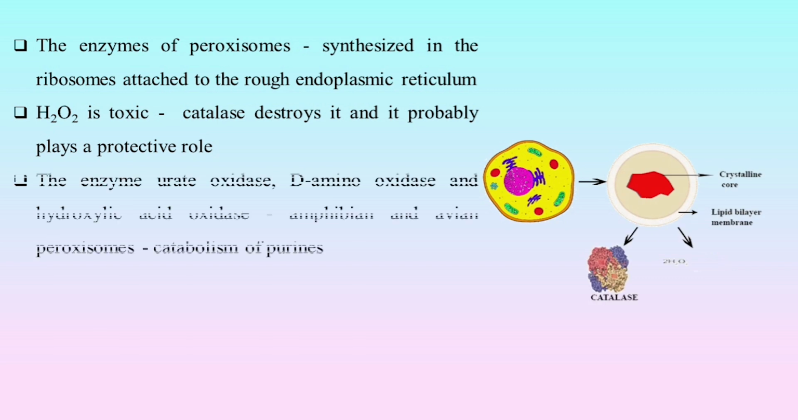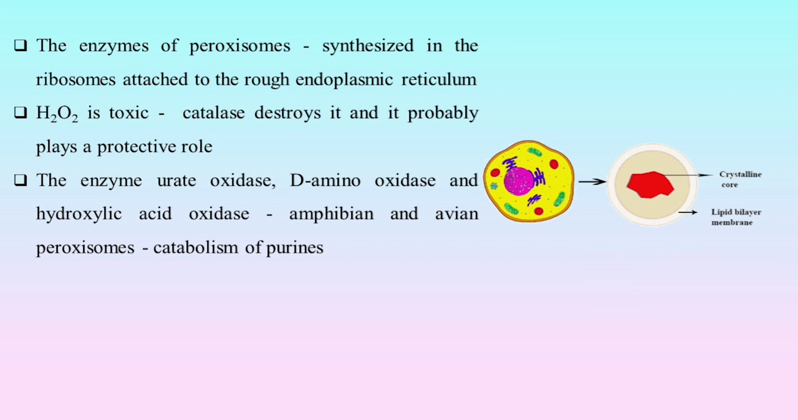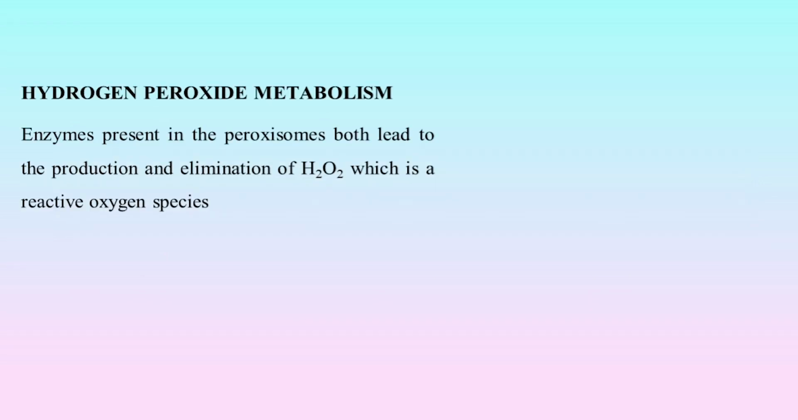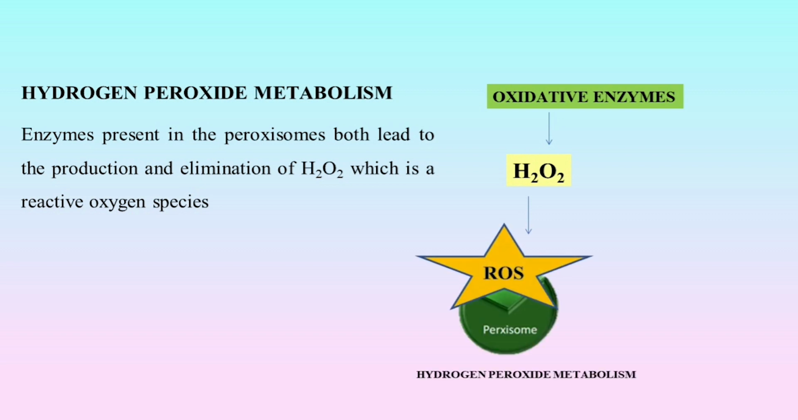The enzymes urate oxidase, D-amino oxidase and hydroxylic acid oxidase present in amphibian and avian peroxisomes are related to the catabolism of purines. The enzyme catalase present in human liver helps in the breakdown of hydrogen peroxide into water. Function of peroxisomes. Hydrogen peroxide metabolism. Enzymes present in the peroxisome lead to the production and elimination of hydrogen peroxide, which is a reactive oxygen species, otherwise called ROS.